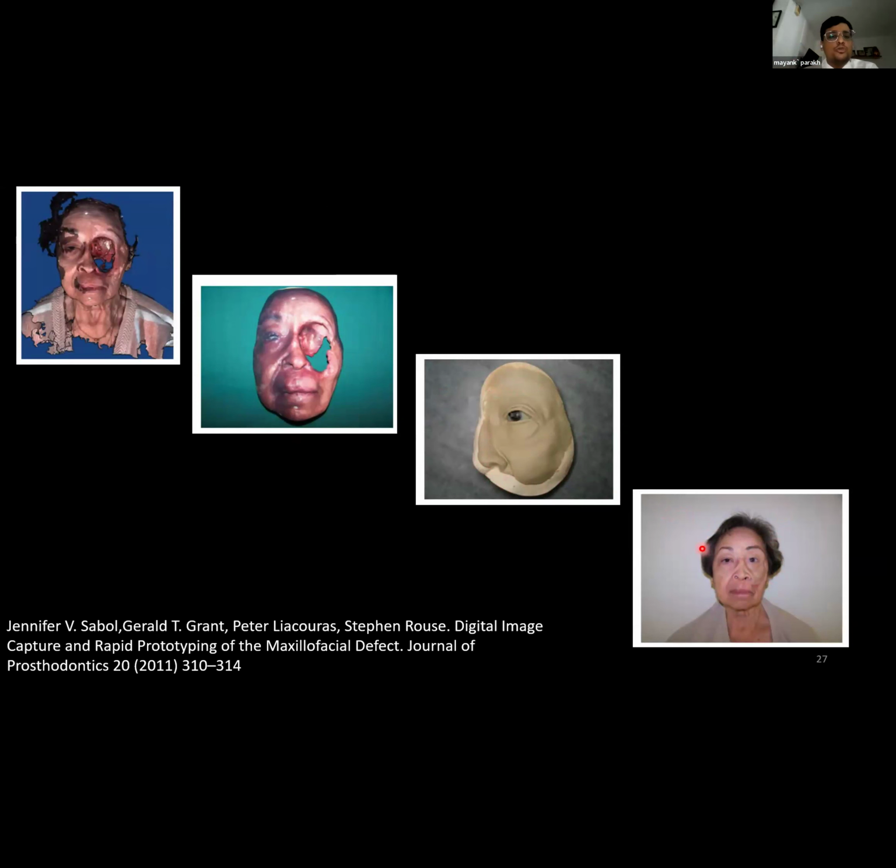If we are trying to do this case with the conventional approach, it is extremely difficult to obtain a close fit of the prosthesis. Using such technological advancements can give us the best possible outcome and results for the patient.